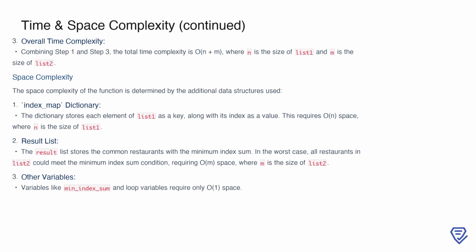Shifting to space complexity, we start with the index_map dictionary. This dictionary stores all elements of list 1 as keys and their indices as values, requiring O(n) space. Additionally, the result list holds the common restaurants with the minimum index sum. In the worst case, all restaurants in list 2 could match the condition, requiring O(m) space. Other variables such as min_index_sum and loop variables take constant space, O(1). Therefore, the total space complexity is influenced by the dictionary and the result list.